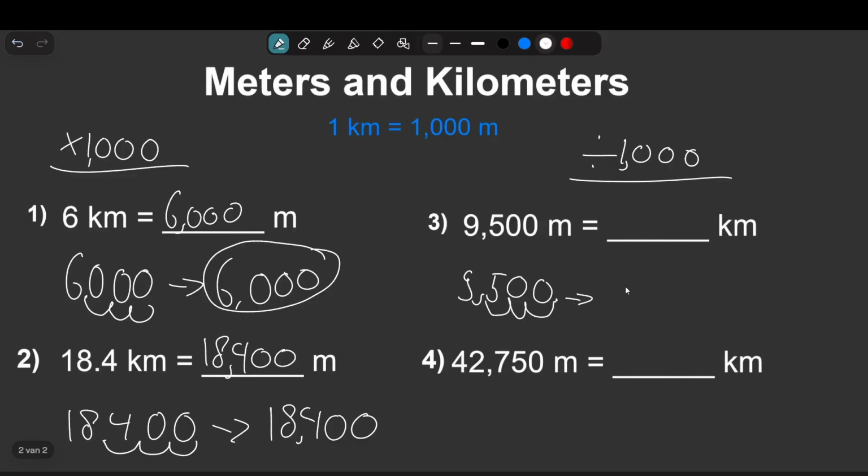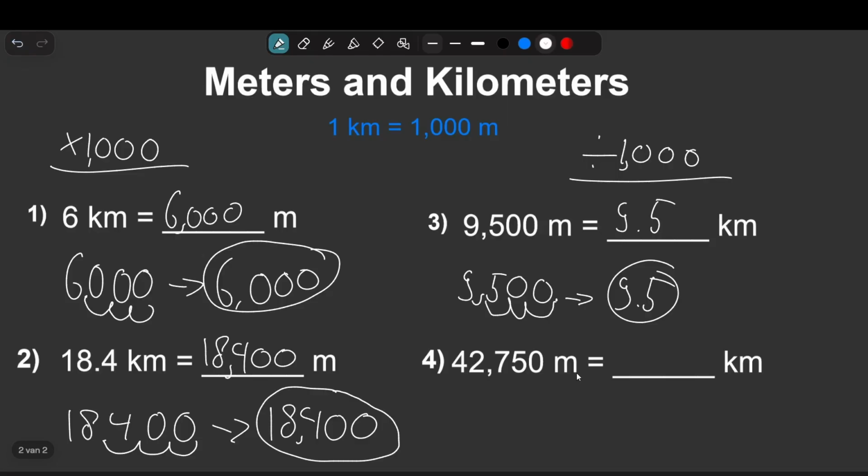Now we can rewrite this problem with the decimal in the correct spot, which is right here. Then we have 9.5. I got rid of these 2 zeros because any 0 to the right of the decimal doesn't have any value. So our final answer is going to be 9.5 kilometers. And I forgot to circle this one, so let's circle it quick. And this will be our answer for the third example.